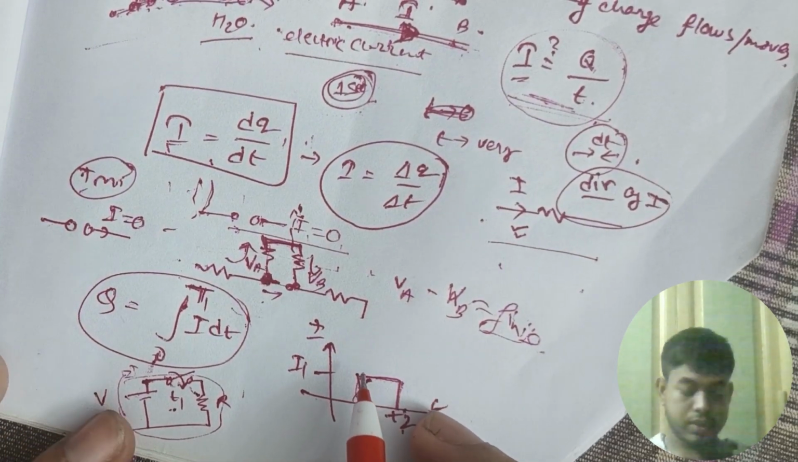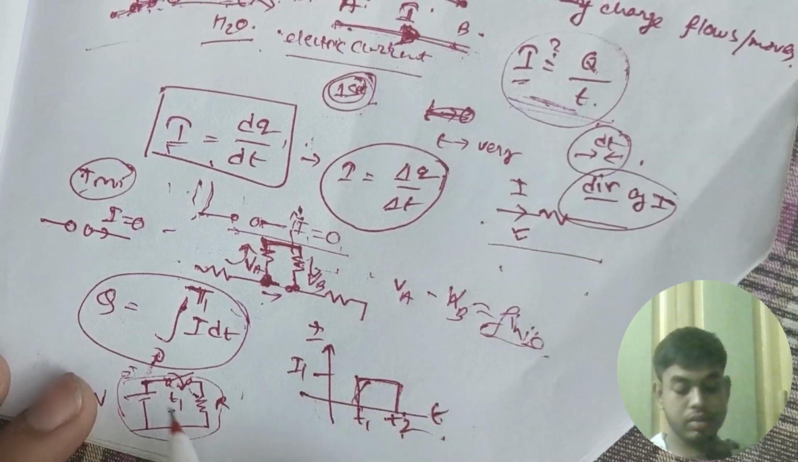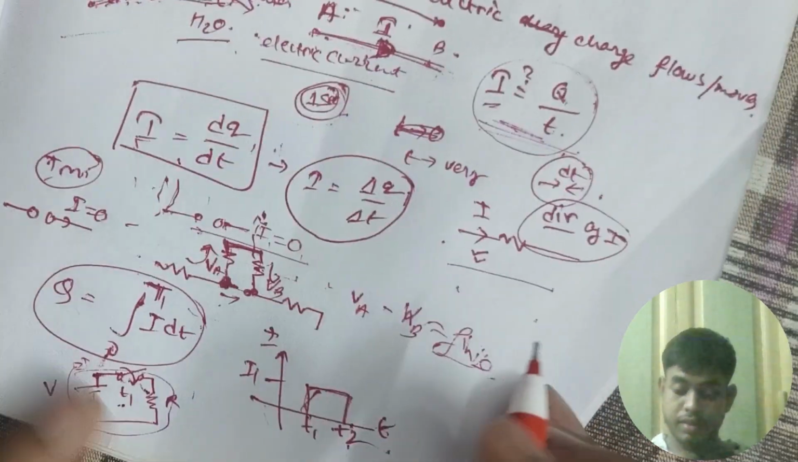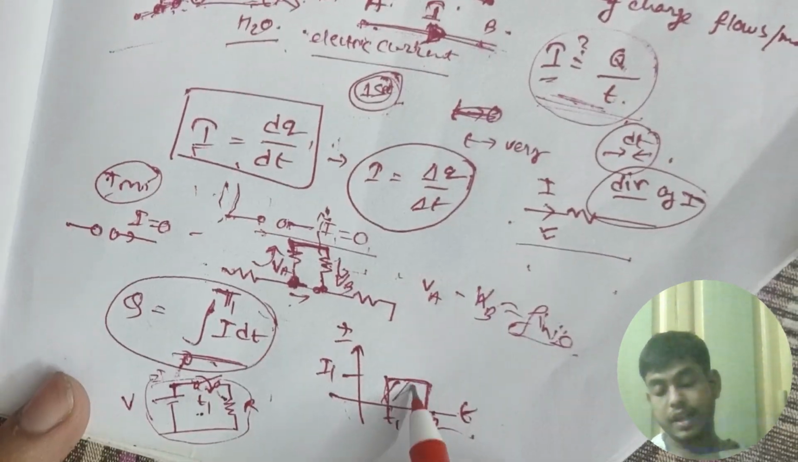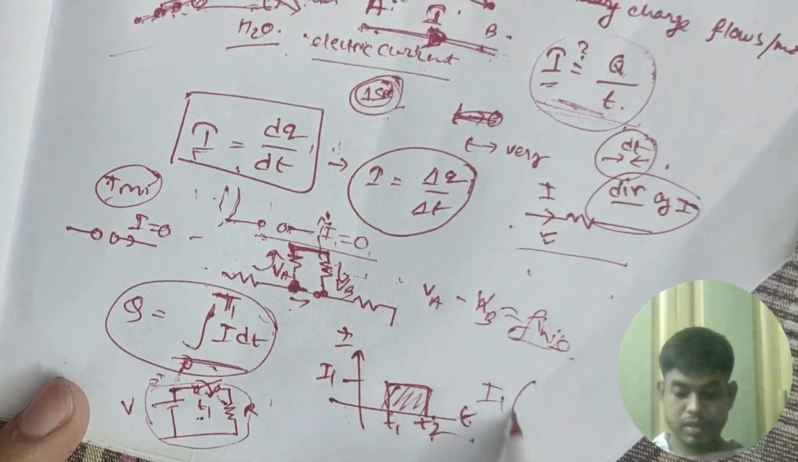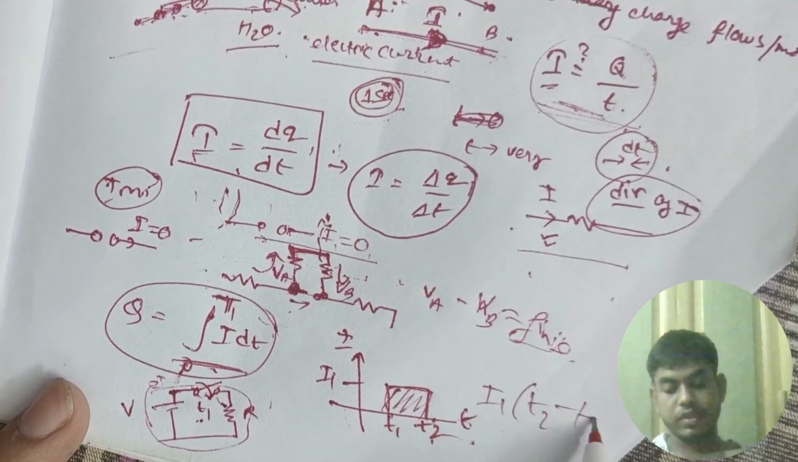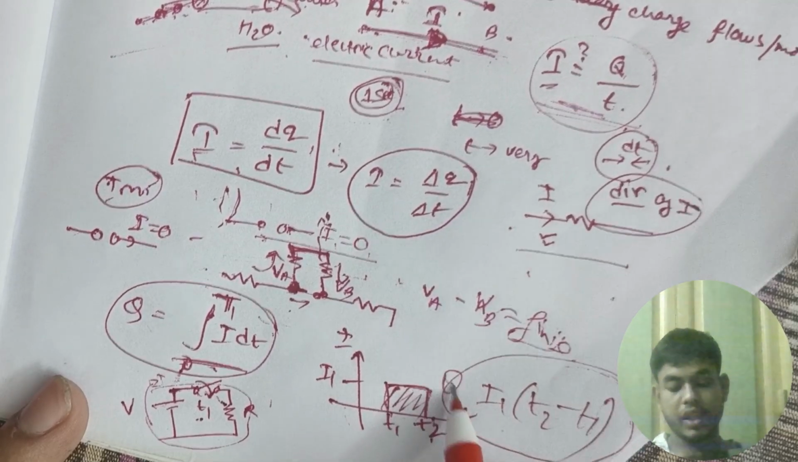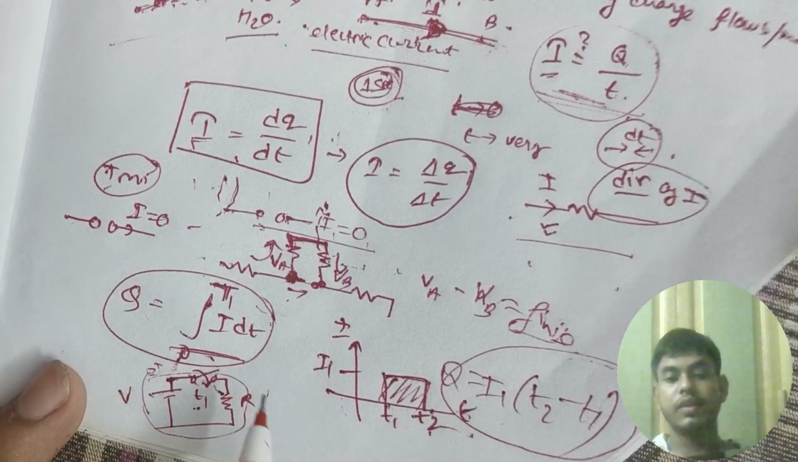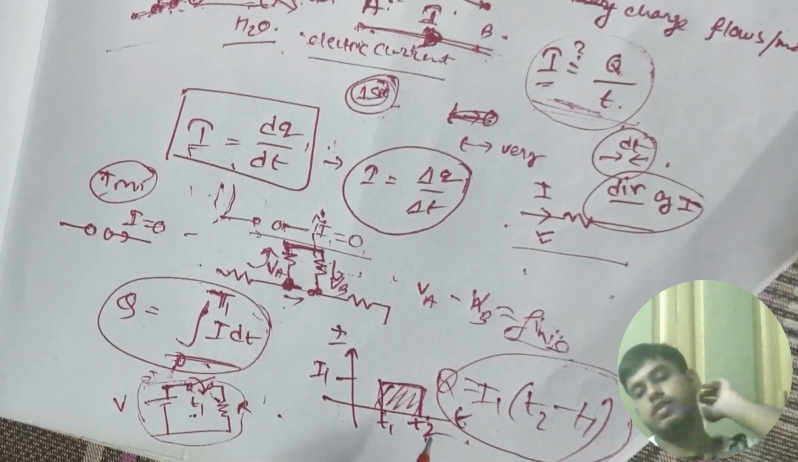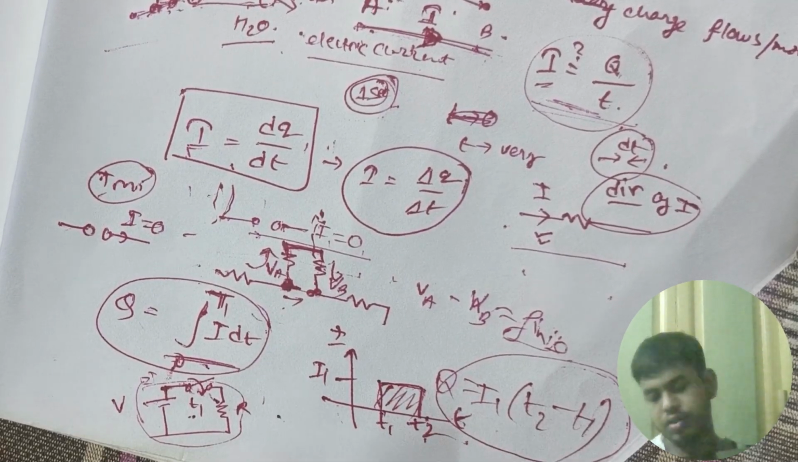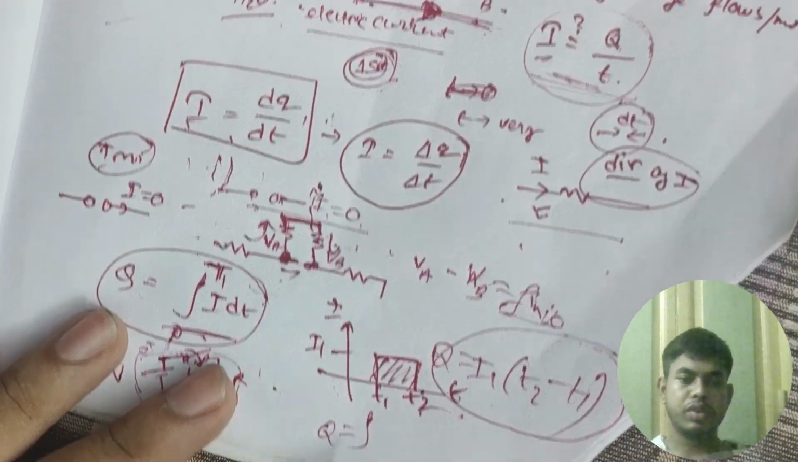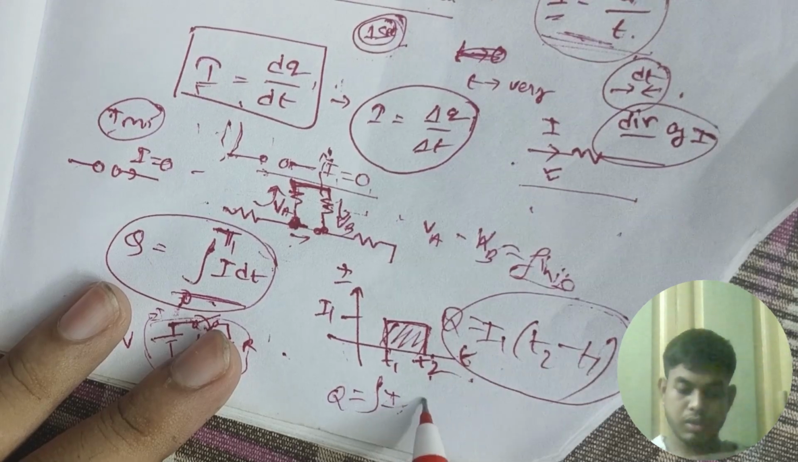Now, what is the total charge flowing? Remember what I told you: charge is the integration of current, and integration means area under the curve. So it is I1 times (T2 minus T1). This is the charge to the resistor during that time.